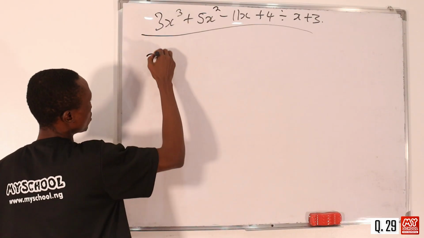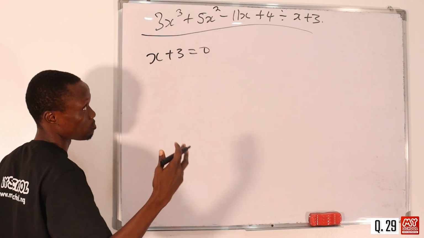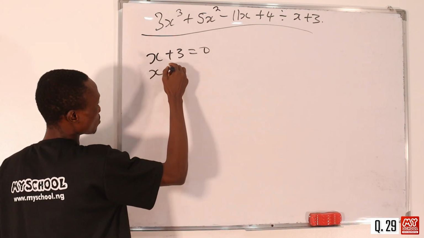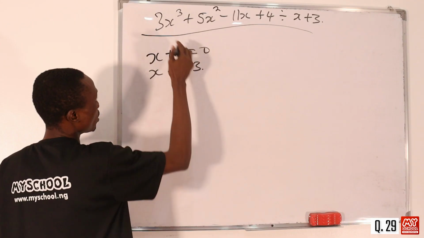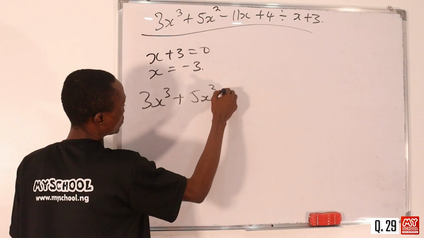So in this case, we're having x plus 3 to be equals to 0. That is when we are applying the remainder theorem. So that x will now be equals to minus 3. So anywhere we see x, we replace it with minus 3.